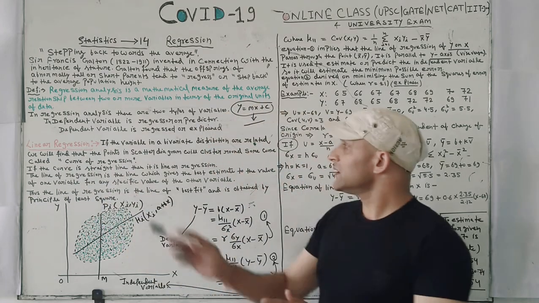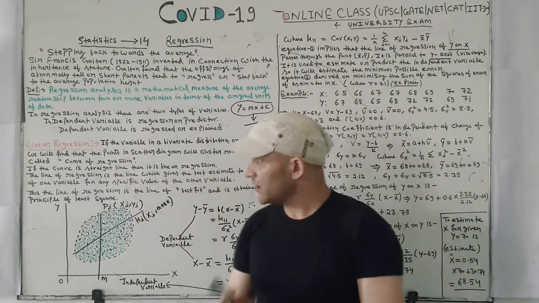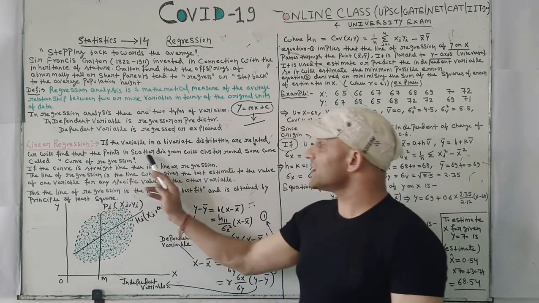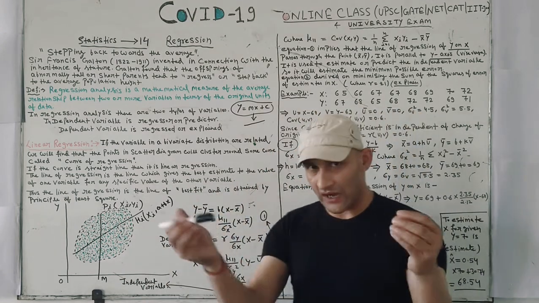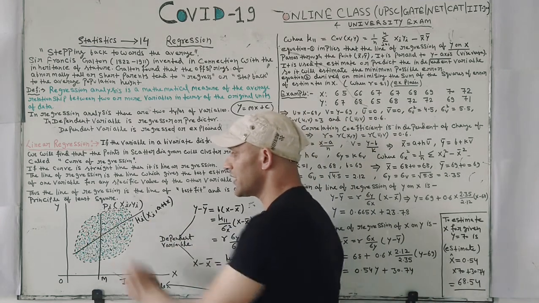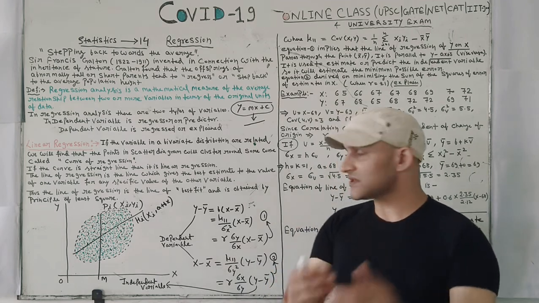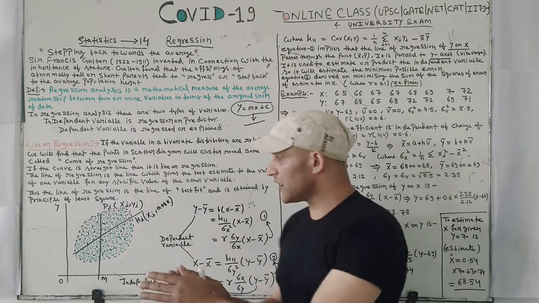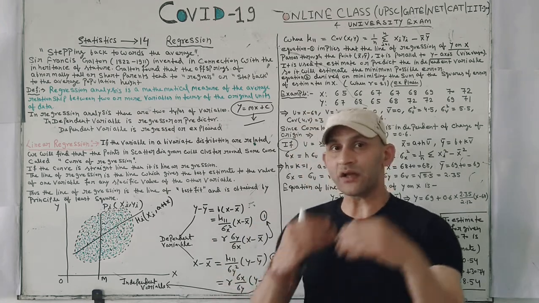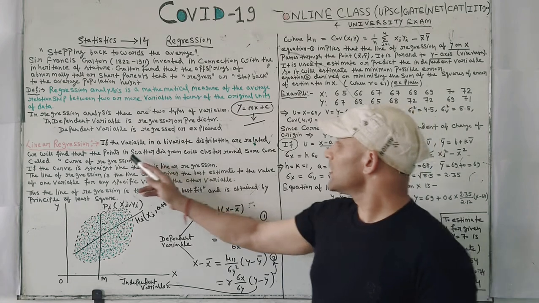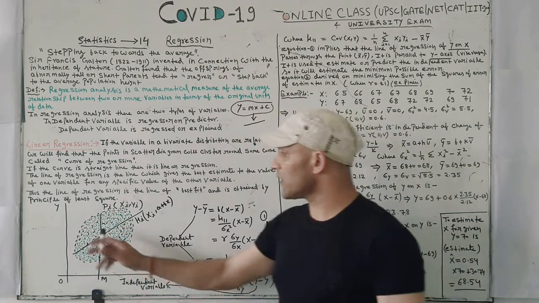The linear regression: if the variables in a bivariate distribution are related, we will find that the points in the scatter diagram cluster around some curve. Already we have done the scatter diagram. Whenever there is data and the data are related to each other, we have shown it here. In the previous lecture we explained in which condition the data are related and in which condition they are not related. The scatter diagram will cluster around some curve called the curve of regression.